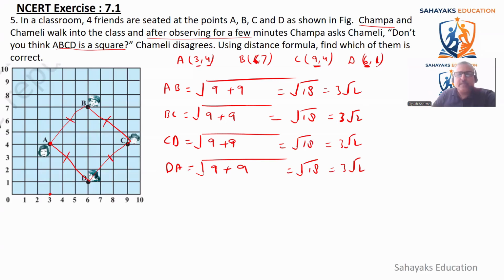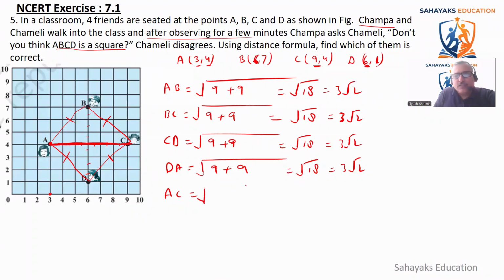So we know that this can be a square, but we have to find the length of the diagonals also to ensure that it is a square. As of now it can be a rhombus. I can see from here that the distance between A and C is 6, and the distance between B and D is 6. But let's find out using the formula. So let's find the value of AC, the diagonal.